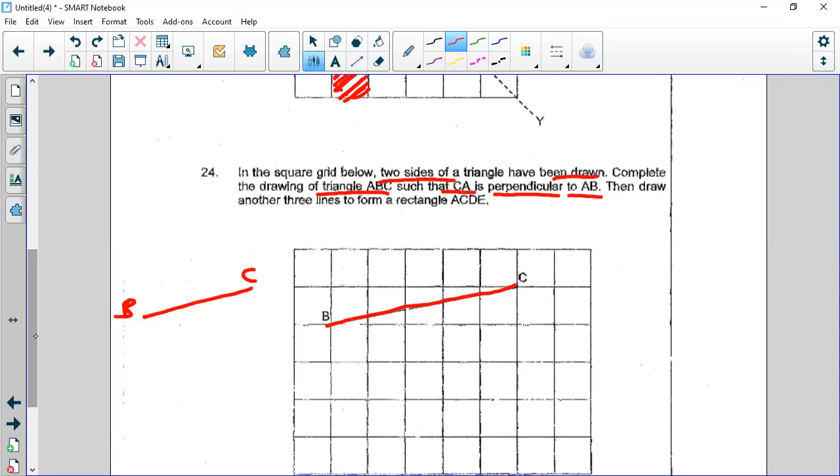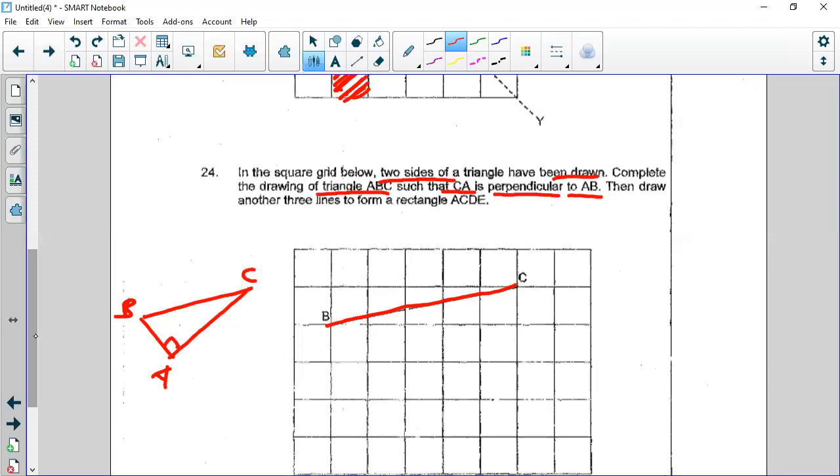So where is your CA? Your CA should be somewhere here, CA. And CA is perpendicular to AB, right? AB. So how should you draw so that it's perpendicular? CA is perpendicular to AB. So like this. Do a rough sketch, because if you don't do a rough sketch, you will waste a lot of time trying to draw on the actual squares. So that is how you draw. CA is perpendicular to AB.